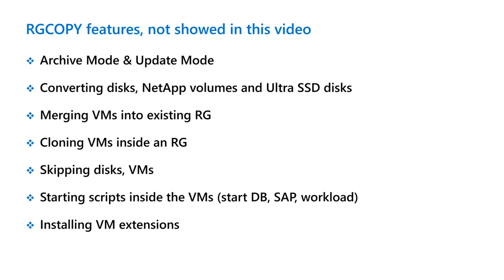You can skip VMs and disks separately. We are using this for skipping some SAP application servers when the VM size of the database server is reduced. You can start scripts inside the VM after the deployment in the target resource group. This is used for starting SAP and an SAP benchmark. These scripts are not part of RGCOPY and have to be developed on your own. Finally, you can install some Azure VM extensions, even when they were not installed in the source resource group.